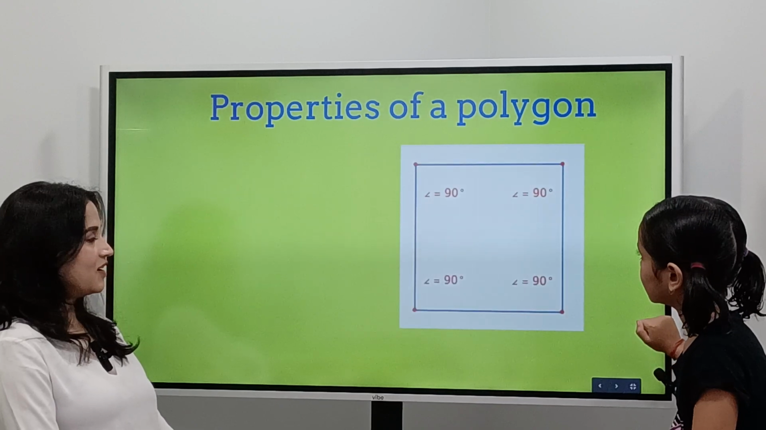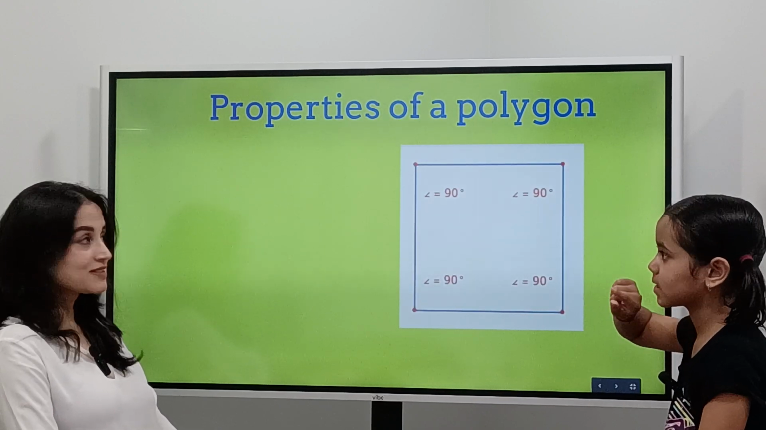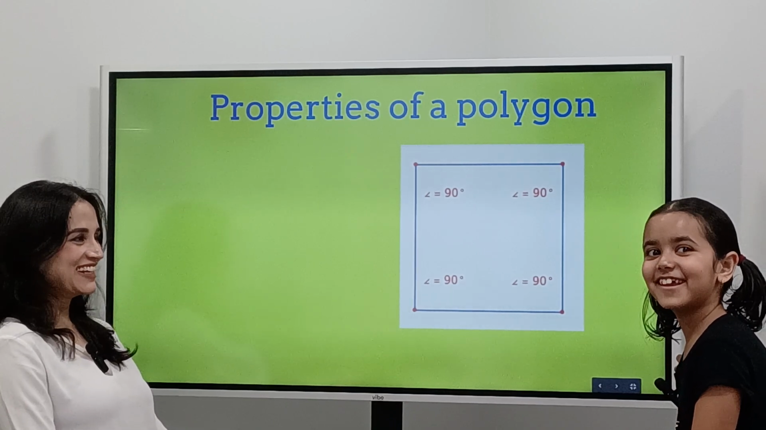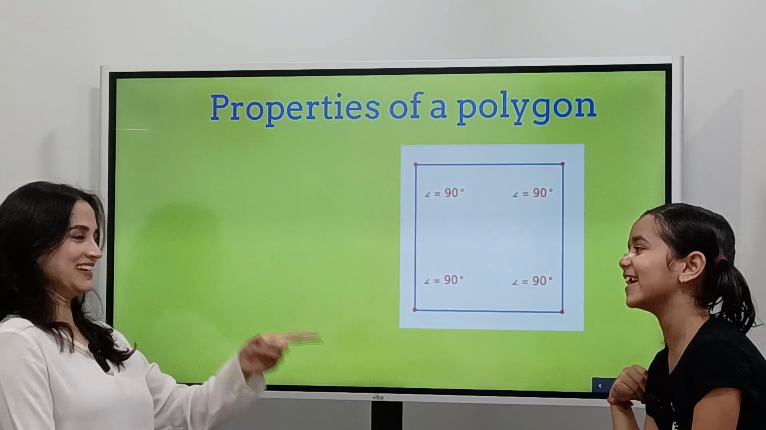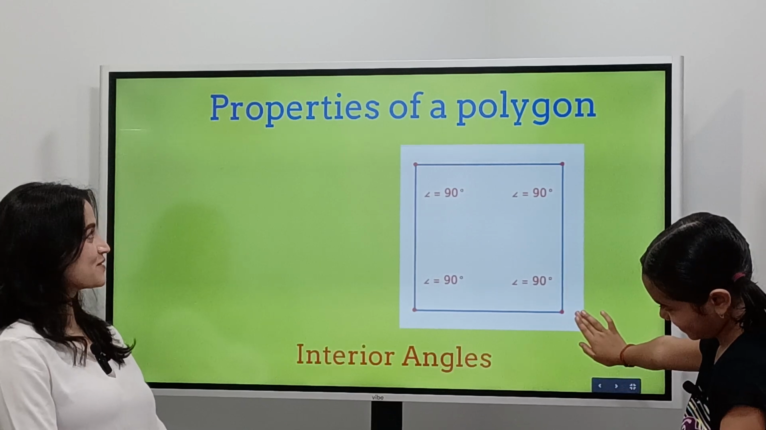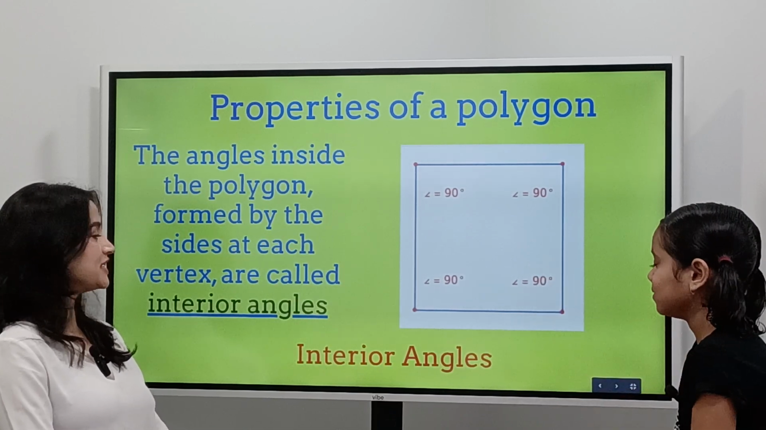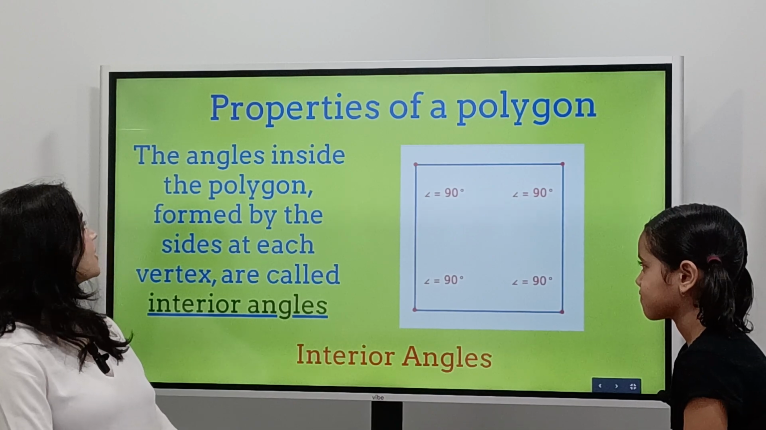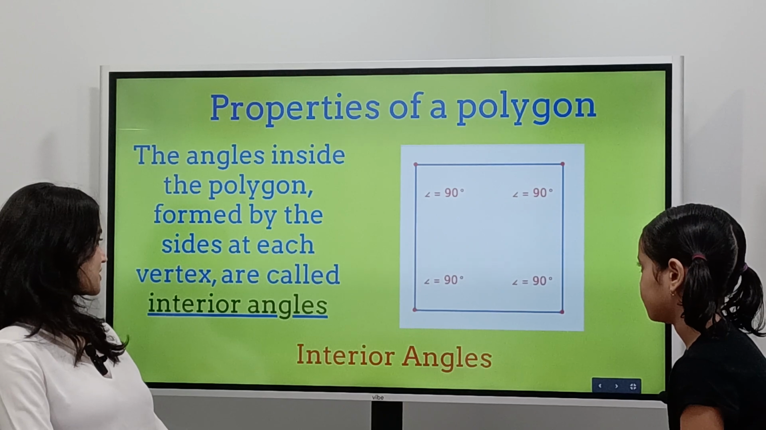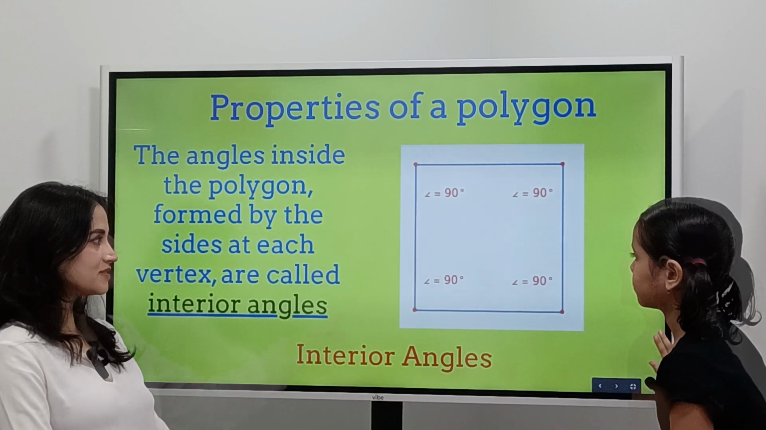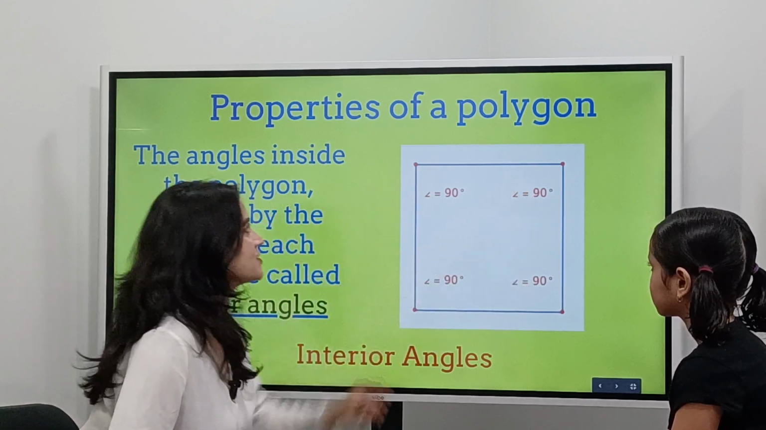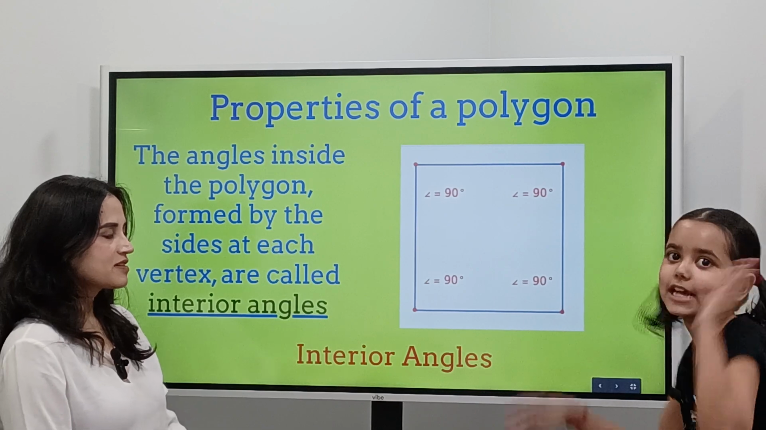Right. Okay, the third one is what? Say it. Interior angles. I don't really know how to say interior. Yeah, so the third property of a polygon is interior angles. The angles inside the polygon formed by sides at each vertex are called interior angles. So it's an angle here, 90 degrees, interior angles.